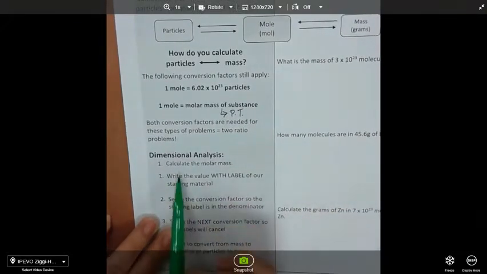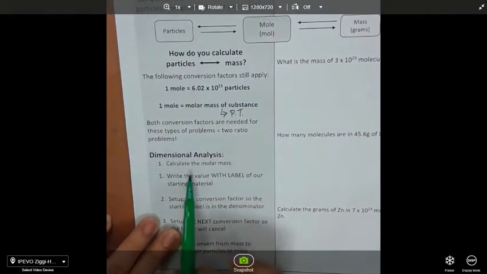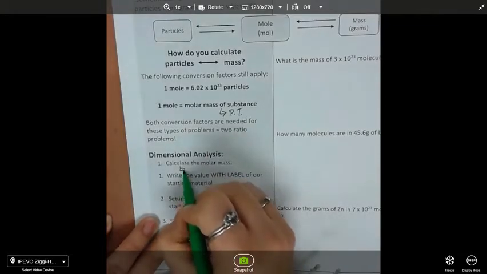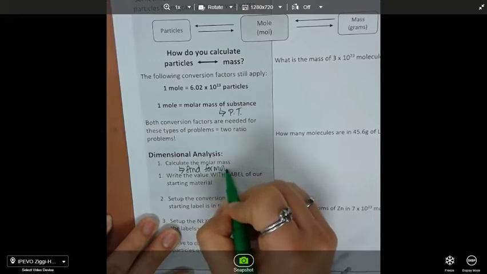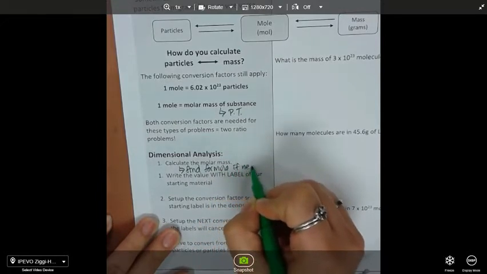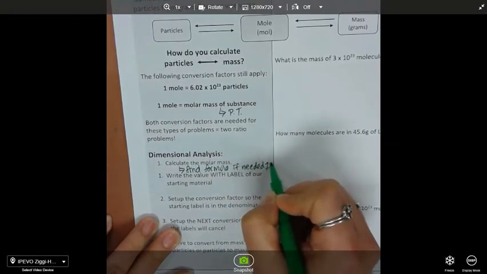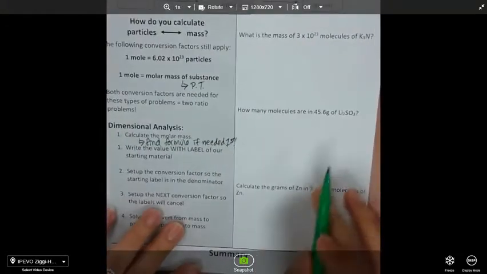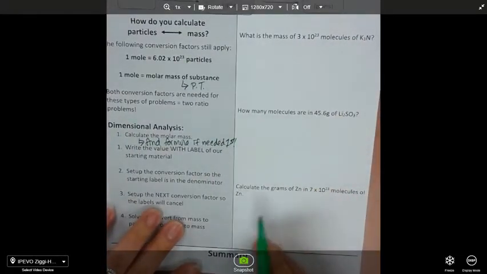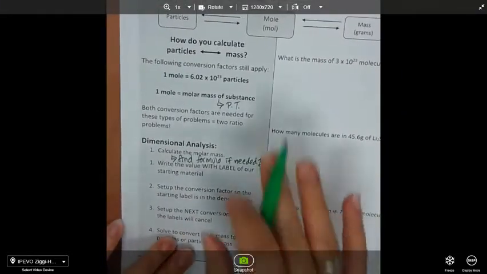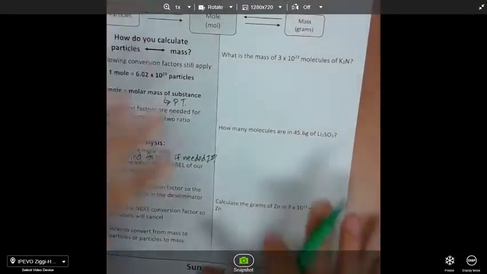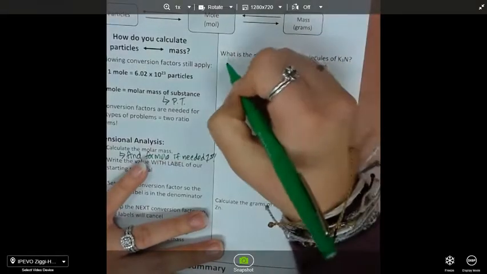So the first thing you are always going to want to do is calculate the molar mass, and make sure that you find the formula first if needed. Now, in all of these problems the formula is given to us, so we don't have to spend time on that. But we do need to find the molar mass of all of these. So let's find the molar mass of K3N.